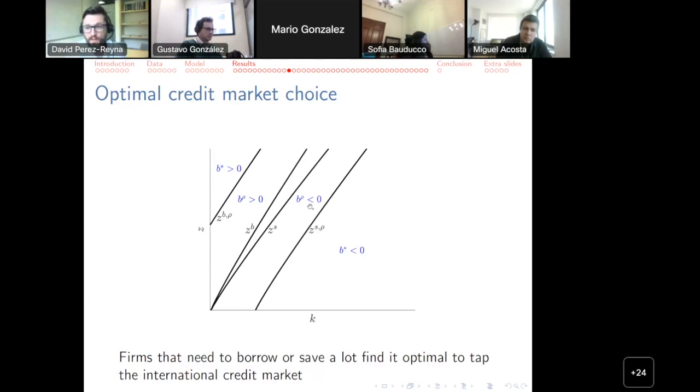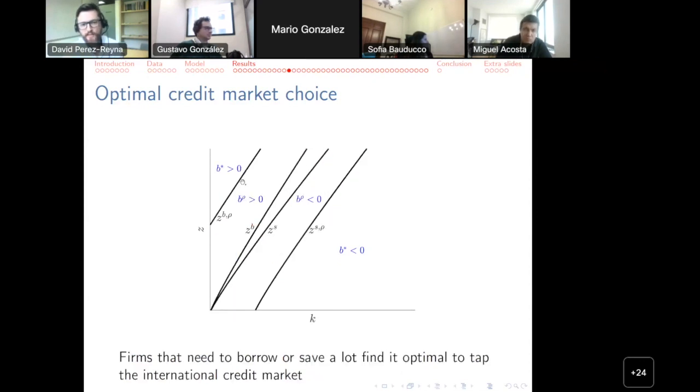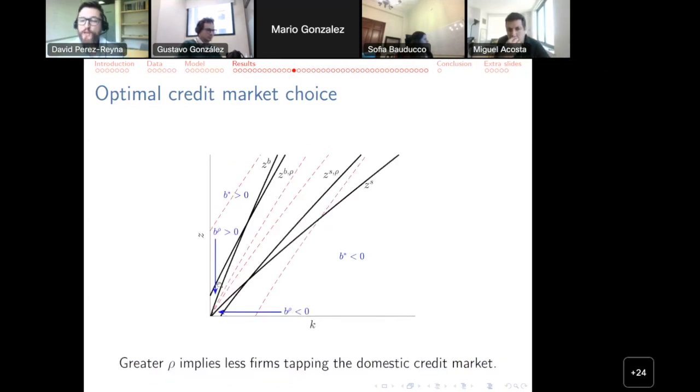When B increases, what we're going to find is that this line is going to be moving down, so more firms want to borrow internationally. This line is going to be going up, so more firms want to save in the domestic credit market. And also, we're going to find more firms that find it optimal to neither borrow nor save in the domestic credit market. So in that sense, the domestic credit market shrinks a lot.